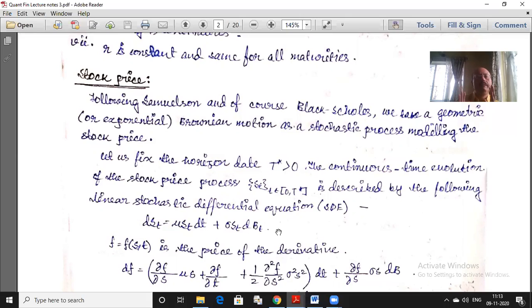So the model is essentially the logarithmic model. So what I am really going to drive at is the log normal distribution for the stock price. So I am going to model the logarithm of the stock price using the normal distribution with the dB_t term.